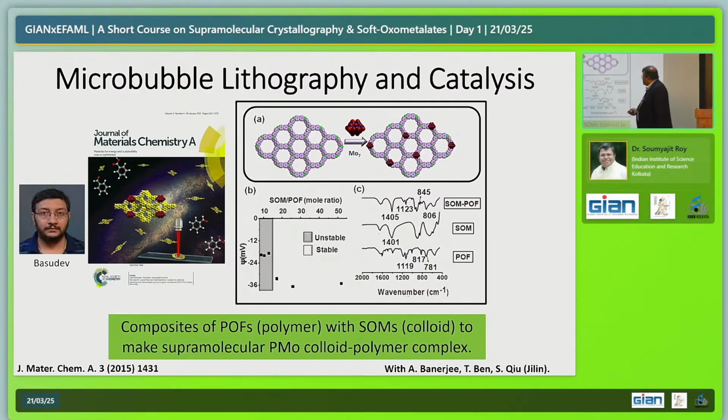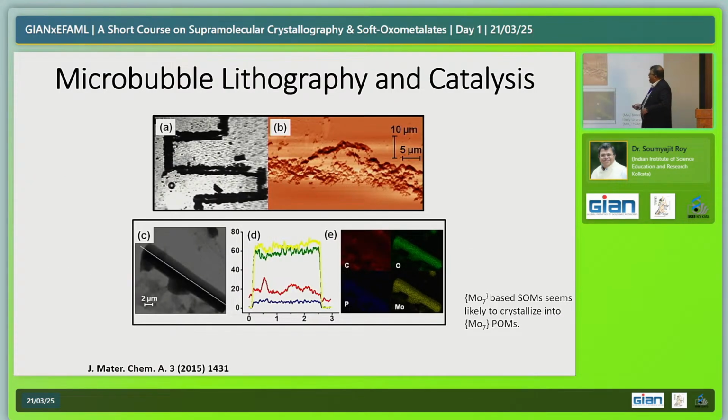So now, having said that, that's why we looked at the IR spectroscopy, and we were able to convince others, and of course ourselves too, that you have a combination of this SOM and POF. And then we used this lithography, and we were able to write patterns like this. Now, you can see these patterns.